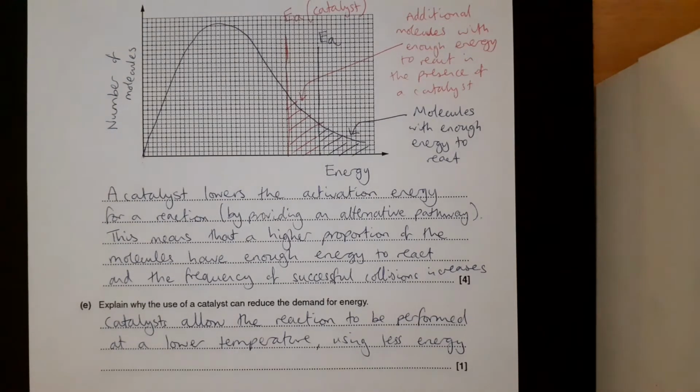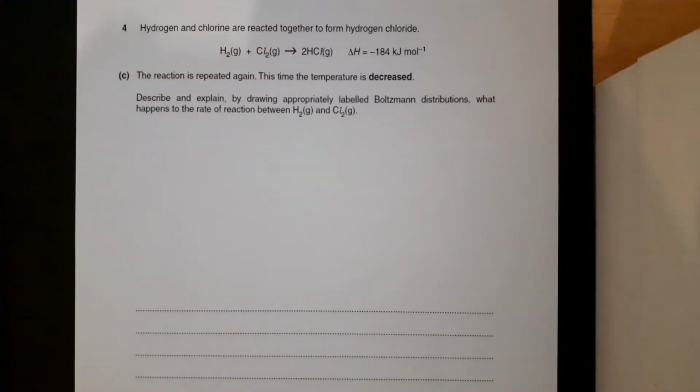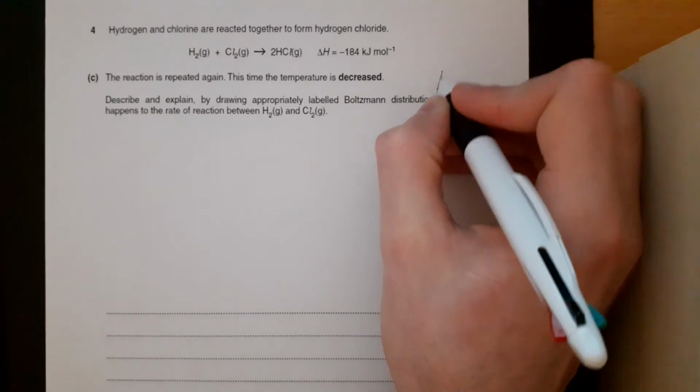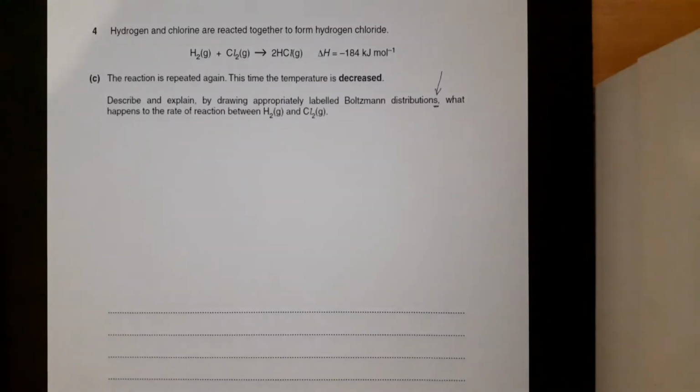Okay, we said that was one of the 2 questions about the Boltzmann distribution. It will either be show the effect of a catalyst, or it will be show the effect of changing the temperature, which is what we get with this question here. Hydrogen and chlorine are reacted together. This reaction is repeated, but this time the temperature is decreased. Okay, describe and explain by drawing appropriately labelled Boltzmann distributions. Be careful, look here at this word, distributions, with an S on the end of it. So it means we need to draw 2 curves. So they do give you a bit of a clue if you look for these kind of things.